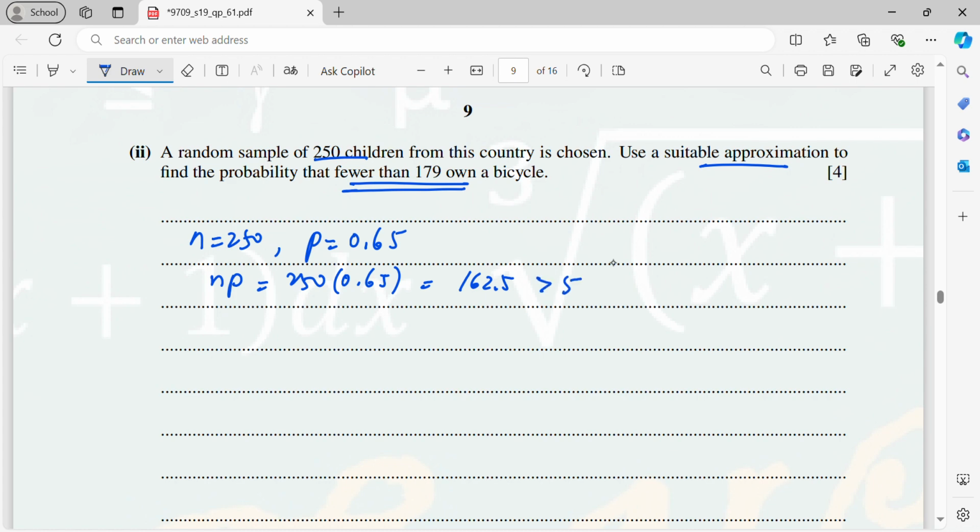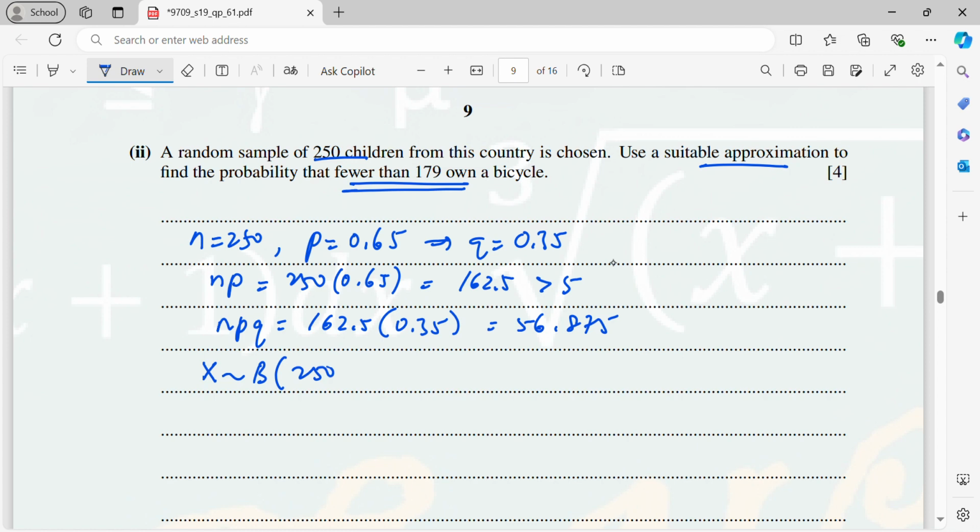Okay, so when np is greater than 5 and n is a huge number, greater than 50, therefore we will approximate it to normal distribution. For normal distribution, we need the variance, which is npq. So now np is 162.5, and your q is times by 0.35. Then from here, you will be getting 56.875. So then I will write X, supposedly binomial distributed, n is 250, p is 0.65. Now it has been changed to normal distributed. The mean is 162.5 and then variance is 56.875.